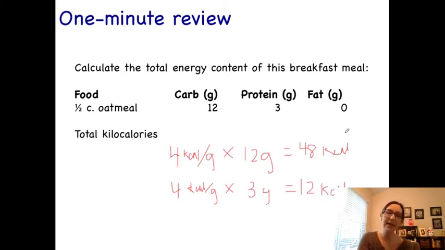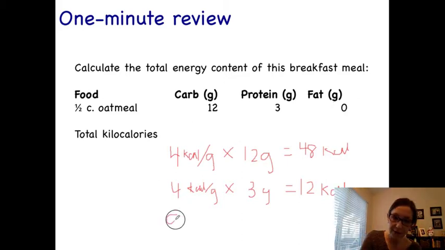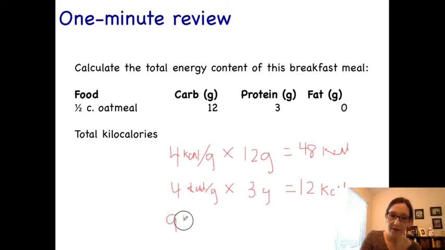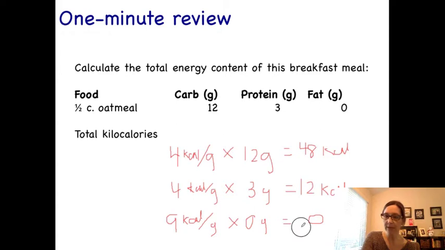Okay, and then of course the last one is fat. We have 0 grams of fat, but if we had a gram of fat, we need to remember that there are 9 kilocalories per gram. Here in this case we have 0, so there will be 0 kilocalories coming from fat. So in this case, if we add 48 plus 12, we get a total of 60. So hopefully you got 60 kilocalories.